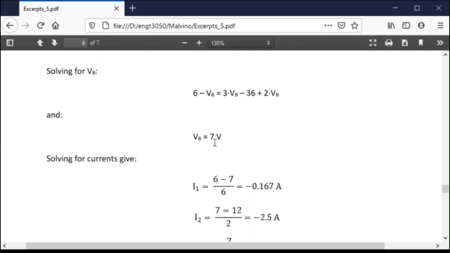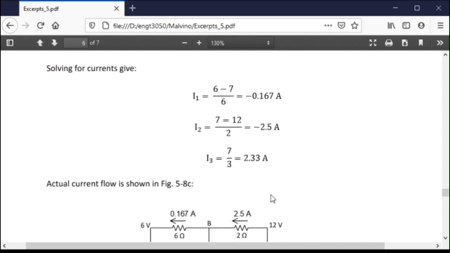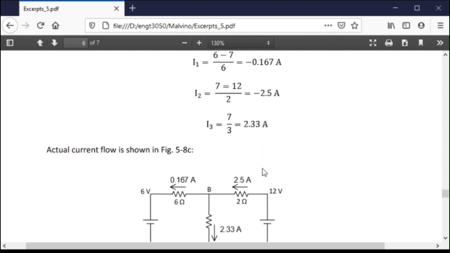If VB comes up to 7, we can see that I1 is really 6 minus 7 over 6, or minus 0.167 amps. I2 is 7 minus 12 over 2, or minus 2.5. And I3 is 7/3, or 2.33 amps.